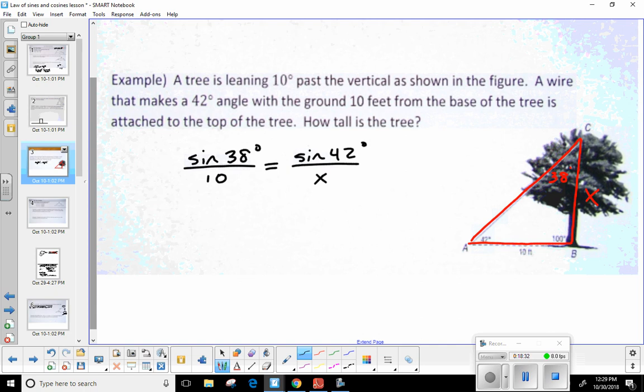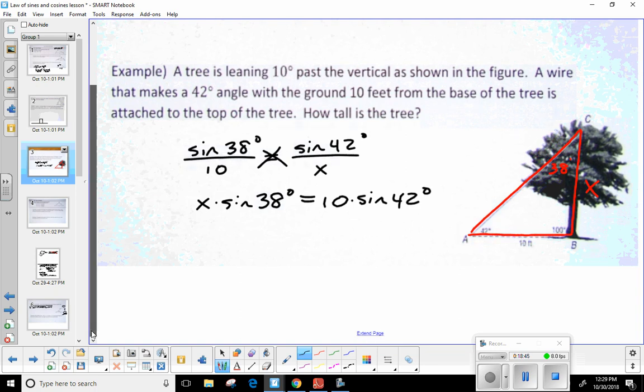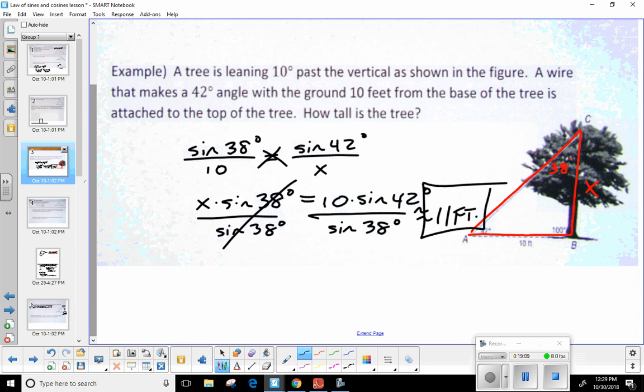Did everybody set it up correctly? Okay. Now, just like before, we cross multiply. So that's going to be x times the sine of 38 degrees equals 10 times the sine of 42 degrees. What now? Okay, so divide through by sine of 38 degrees. Those are going to cancel. So as soon as you plug that in the calculator, we should know the height of the tree. There you go. When you round it to the nearest foot, you're getting about 11.